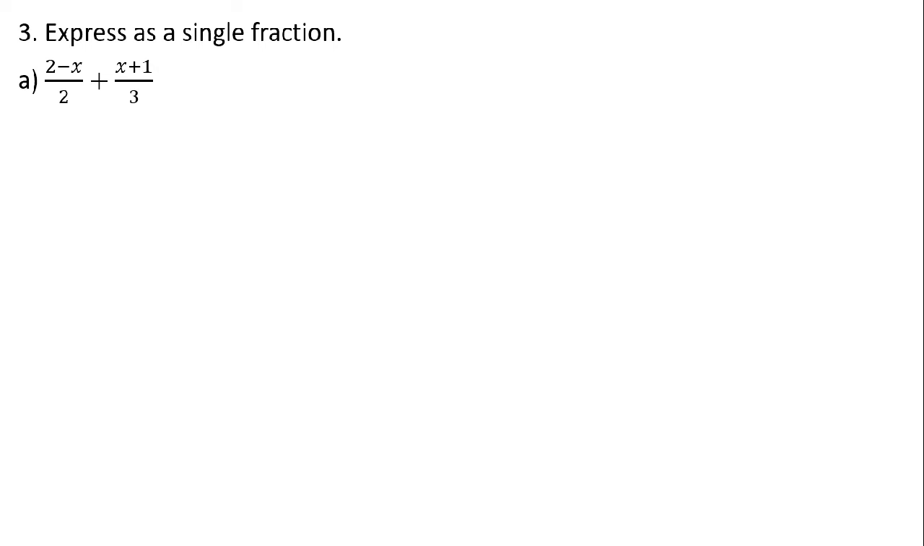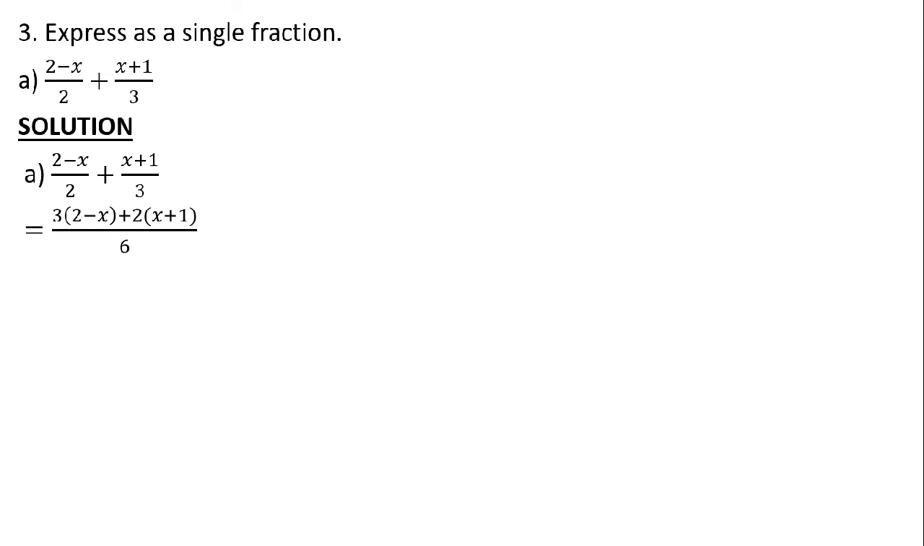So our common denominator here is 6. We'll start dividing. 2 into 6 will give us a 3. We'll multiply that 3 by the numerator, which is 2 minus x. 3 into 6 is giving us a 2. We'll multiply that 2 by our numerator, x plus 1.